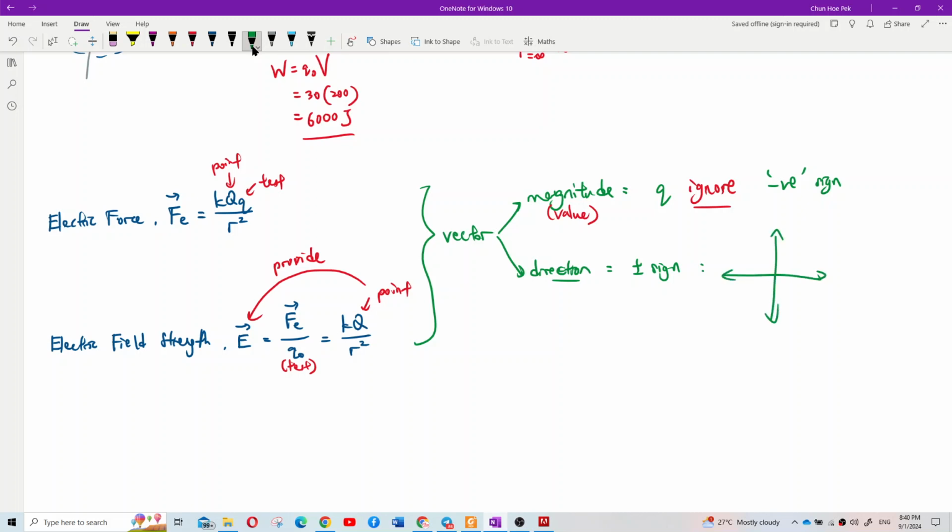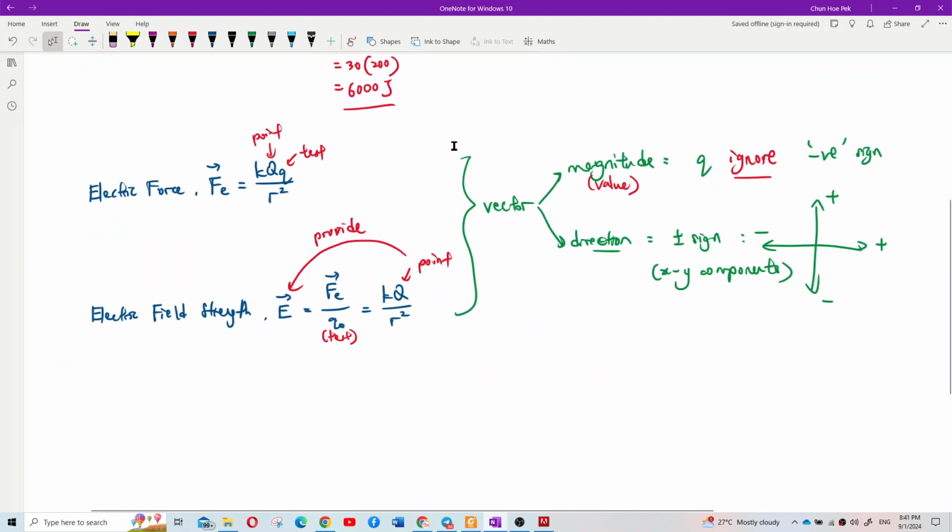Because when we find the resultant force or resultant field strength, there are components to the right and components to the left. Components to the left, we must put negative. Components going up are positive, components going down must be negative. So we must substitute the negative sign. Understand? When doing the xy components, we must substitute the positive negative sign. But when finding the magnitude only, we ignore the negative sign for the charge.